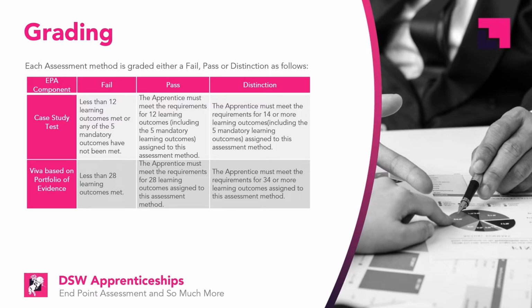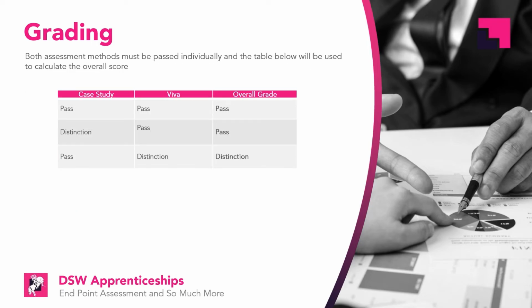To achieve a pass in the viva, the apprentice must meet the requirements for 28 learning outcomes assigned to this method. To achieve a distinction in the viva, the apprentice must meet the requirements for 34 or more learning outcomes assigned to this method. Both assessment methods must be individually passed, and the table shown on screen now will be used to calculate the overall score.